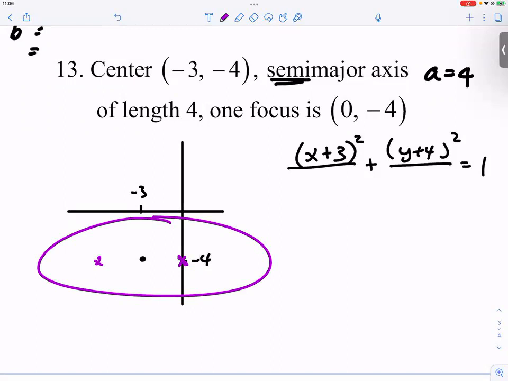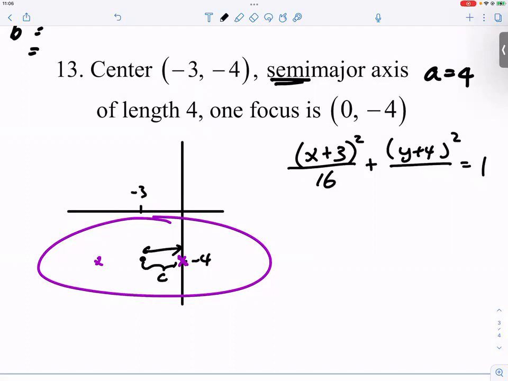It's just difficult. I try not to draw, and then I realize that I've got to. So once you know it's horizontal, and you know the a value being 4, then you know 16 should go underneath the x. So again, we need to find the b squared. You know the location of one focus here. That means we should know the c value. What is the c value? The distance between the center and the focus is 3.